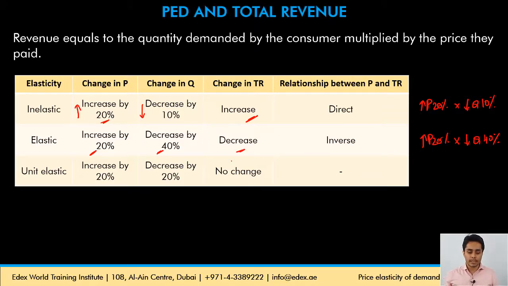So what does this tell us for products with elastic demand? The price and the total revenues have an inverse relationship whenever products have elastic demand. So if a producer wants to ultimately increase the total revenues, the producer will have to offer discounts and decrease the price of the product. Then only the total revenues will go up. So price and revenues have an inverse relationship for products with elastic demand.